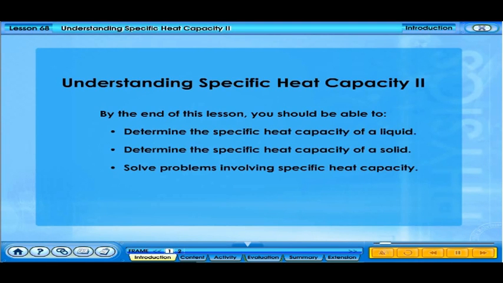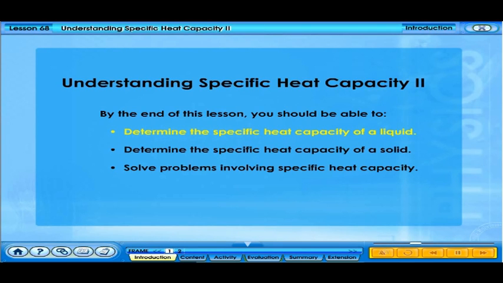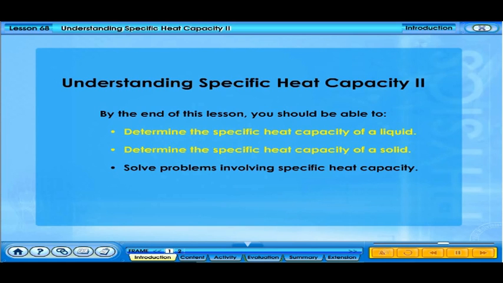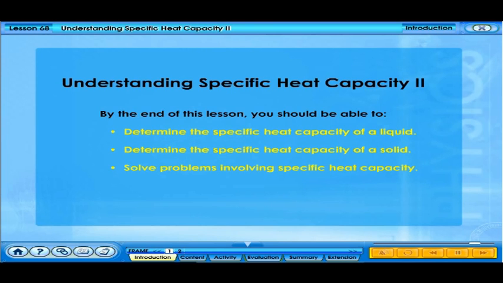By the end of this lesson, you should be able to determine the specific heat capacity of a liquid, determine the specific heat capacity of a solid, and solve problems involving specific heat capacity.